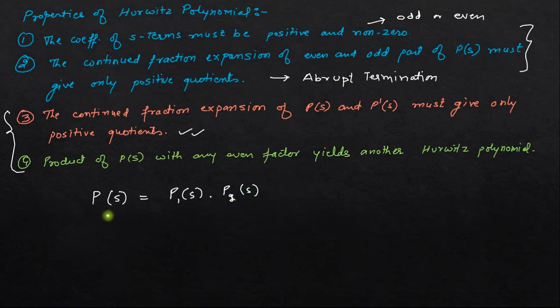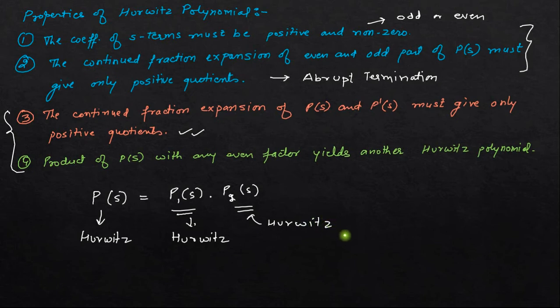So to prove this to be a Hurwitz polynomial, I need to prove that these two polynomials separately are Hurwitz. That is, this one is Hurwitz separately and this one is also Hurwitz separately. Getting? That is, the product of P(S) with any even factor yields another Hurwitz polynomial, or in other sense I could state that the product of two Hurwitz polynomials will yield another Hurwitz polynomial. So to prove P(S) to be Hurwitz, I need to prove that P1 is Hurwitz and P2 is also a Hurwitz polynomial.